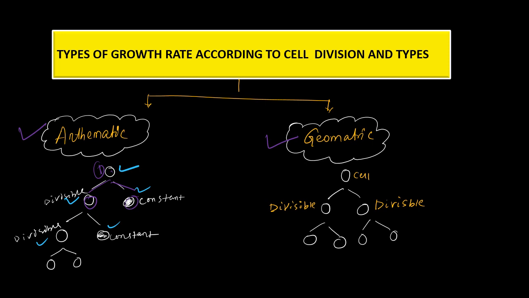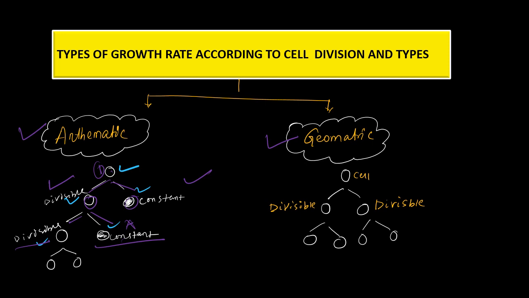Of the two daughter cells, one cell is constant and another cell is divisible. The divisible cell further divides into two cells, and in the second generation again one cell is constant and another is divisible. This is known as arithmetic cell division or growth rate.